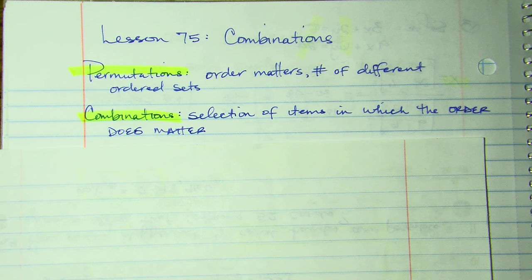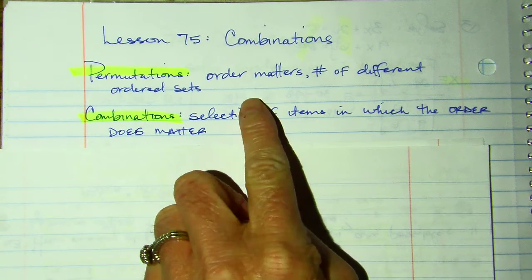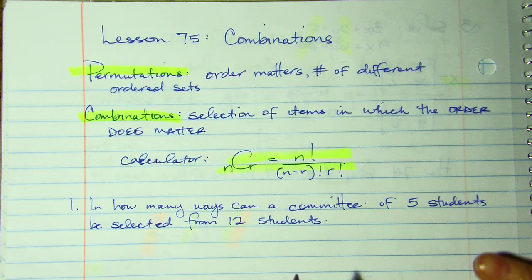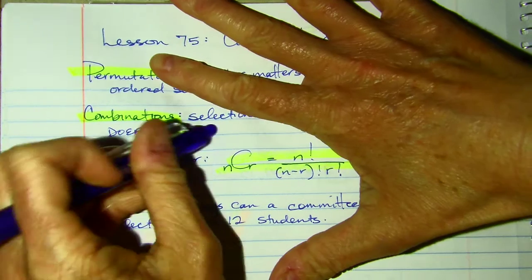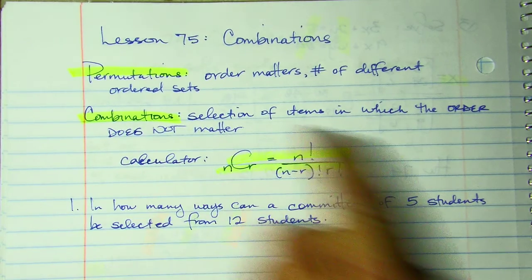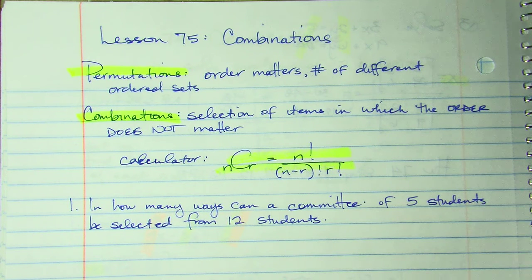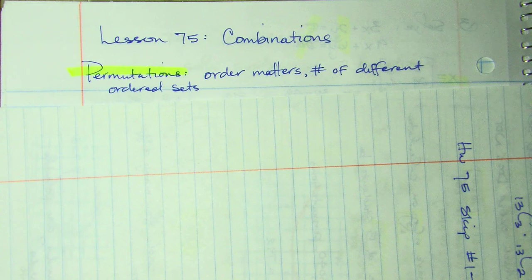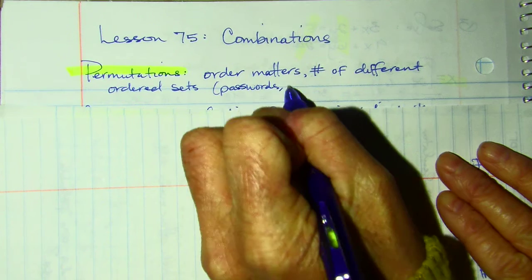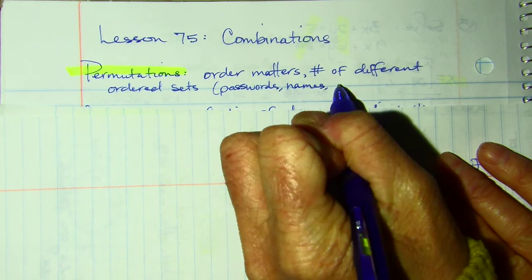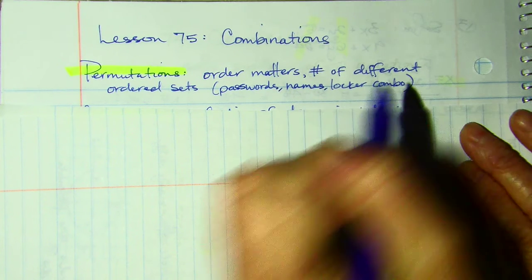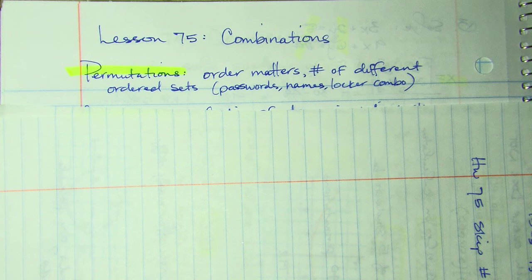And the important part here is permutations are for things where order matters, like, for example, passwords, names, a locker combo, zip codes, telephone numbers, right? Those things, the order matters in which we enter them.